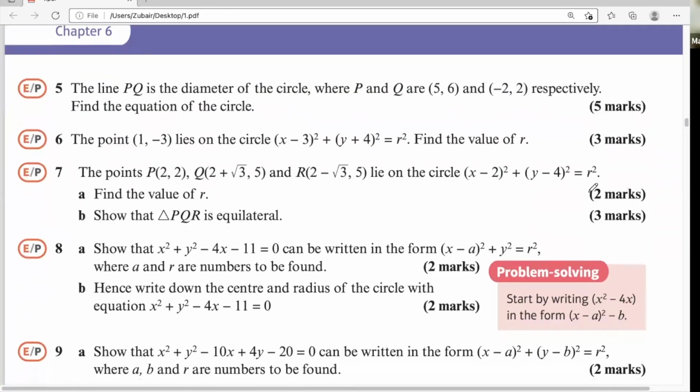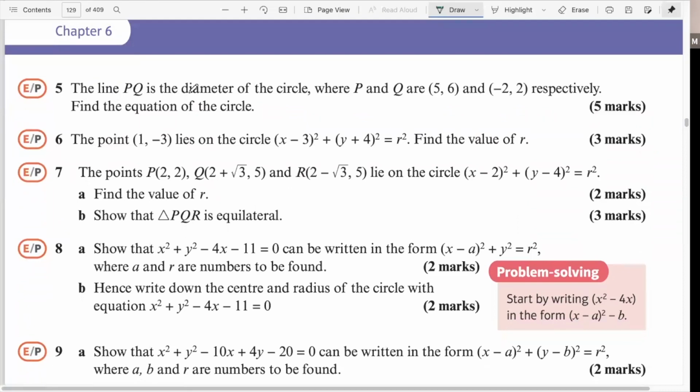Okay. Question number 5. The line PQ is a diameter. You see, he's just changing his words. The main concept never changes. PQ is the diameter of the circle and coordinates of P and Q are given. So whatever the length would be, half of it will be the radius.